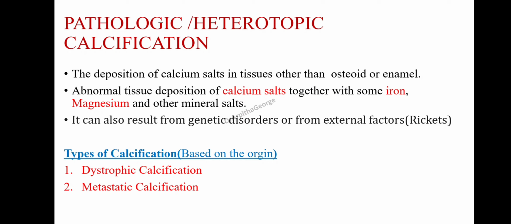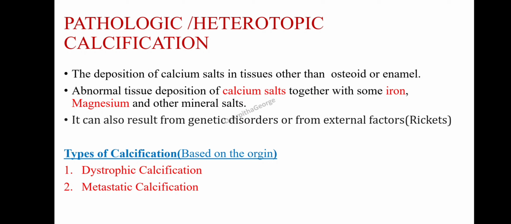Both these two types, we can divide based on the origin. Based on the origin means how it is divided. Why? Because dystrophic calcification you can see only in the sites where there is dead or degenerated tissue. The next one, metastatic calcification, you can see not in dead or degenerated tissue, but in normal tissue, the normal tissue in our body.